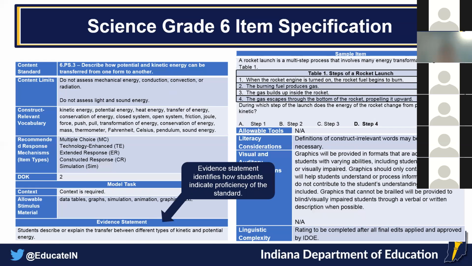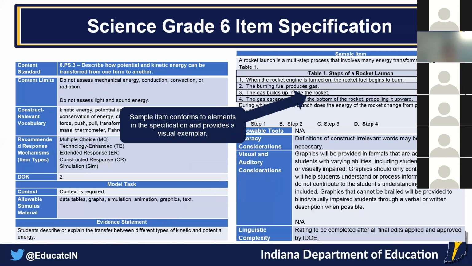Each specification has 1 or more evidence statements. Again, this is from educators saying what the students should be able to do to show proficiency in the standard. Then we had educators write a sample item to the standard with the specification format, the constraints in mind.